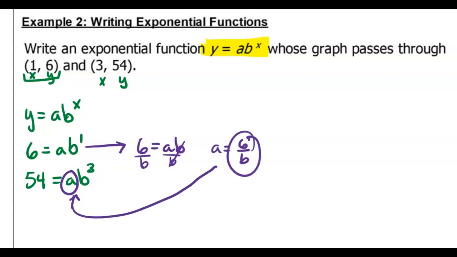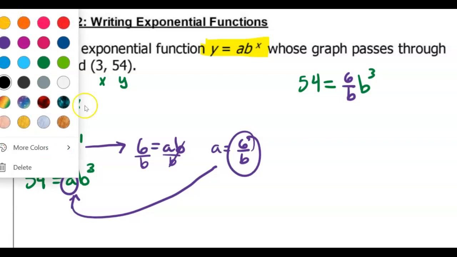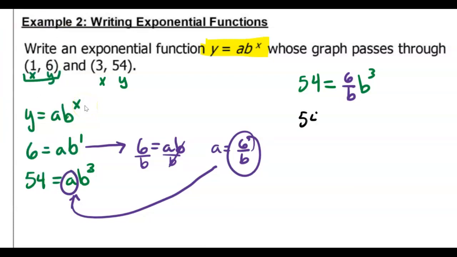So here's where I'm at. I have 54 equals, and instead of a, we're going to plug in 6 over b, and then times b cubed. Just instead of a, I plugged in 6 over b. Okay, so let's go ahead and simplify this. We're trying to find a and b. So right now I'm finding b. So I have 6b cubed over b. Well, if I have b cubed over b, that turns into b squared. So I have 6b squared.